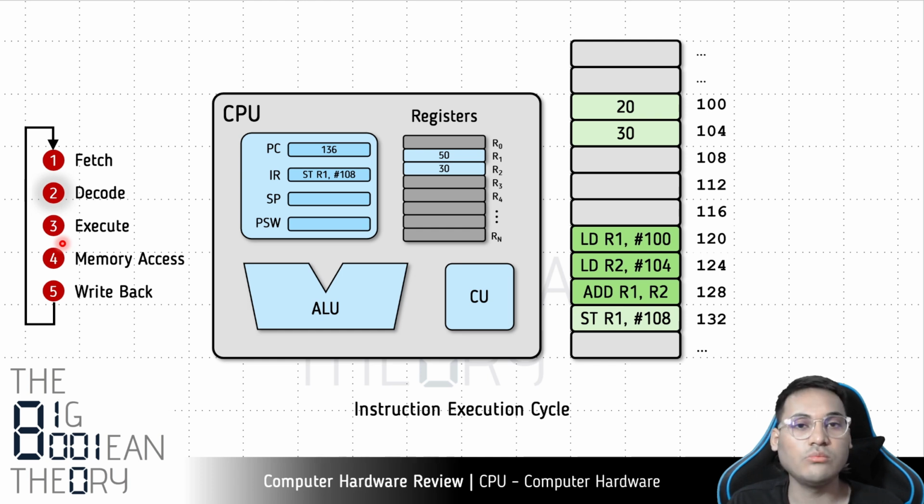This step will be skipped because this is a data movement operation. Just like load, here we do not need to do any execution. We'll go directly to the memory access. So let us see the memory access. As you can see, when the memory is accessed, this value, that is 50, that was in register R1, has been stored into the memory location 108, right? So this is the memory access step. The store has been completed.